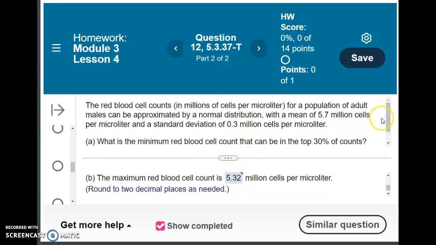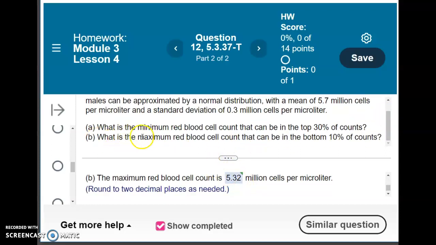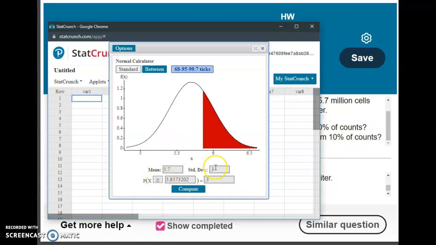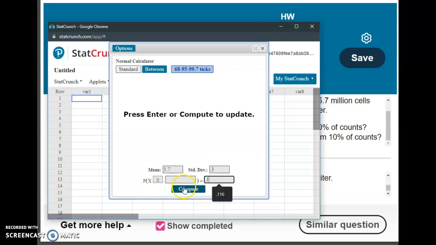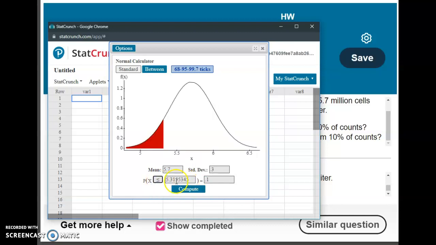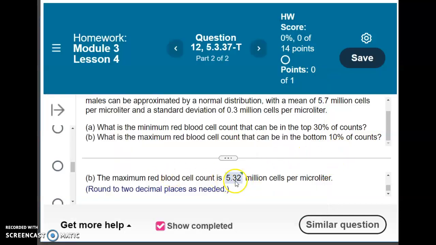Okay, the next question here is, what is the maximum red blood count that can be in the bottom 10%? Again, this is a percentage. It's going to be in that last box as 0.1, and less than, right? 5.32. All right, 5.32 is your answer.